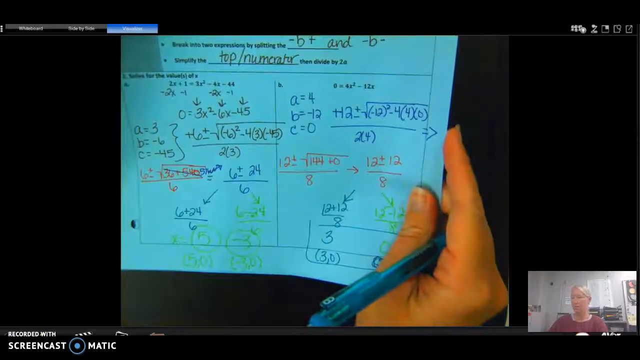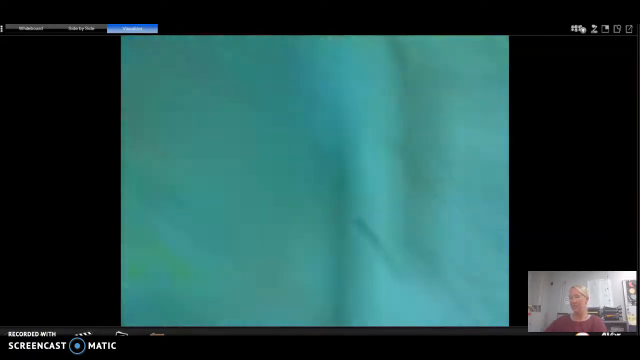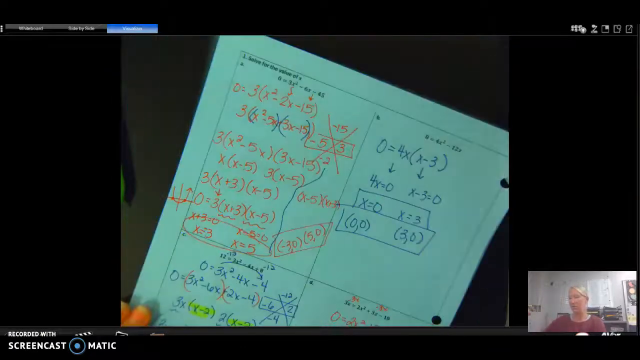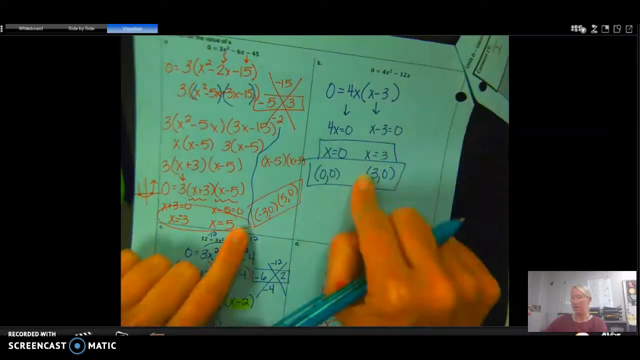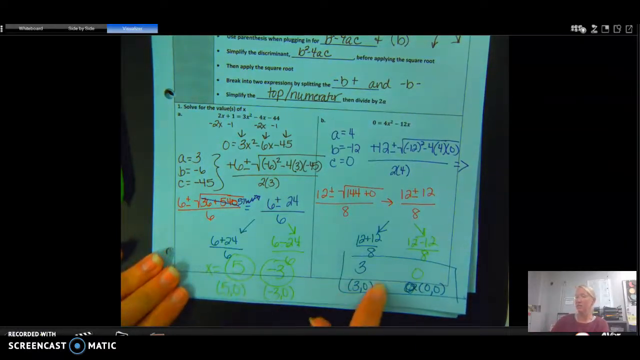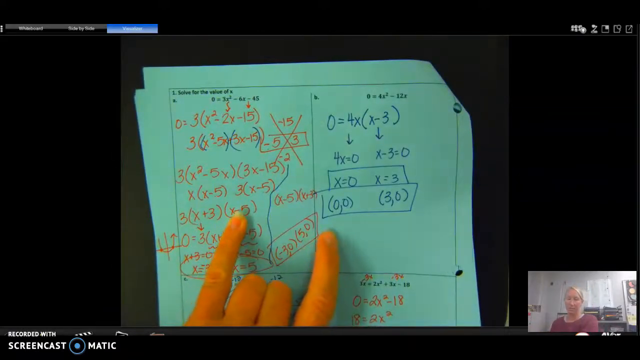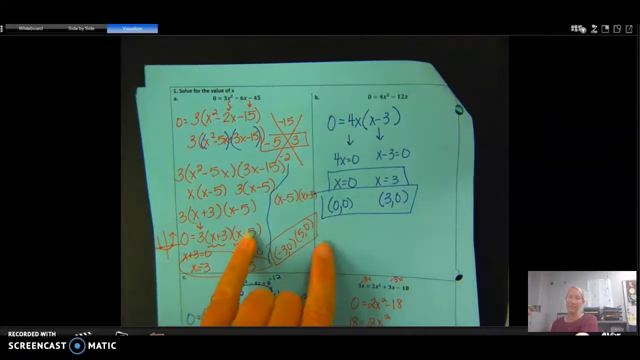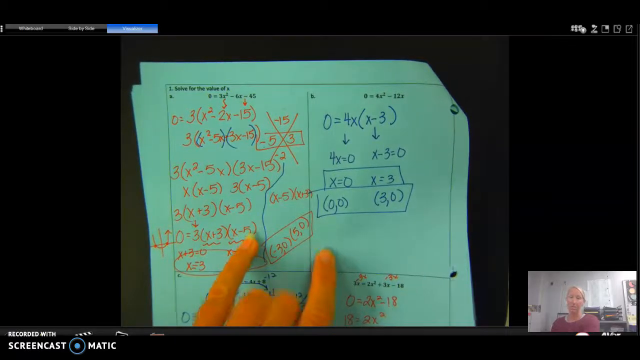Okay. What I want you guys to notice is those two problems were actually these two problems that we did by factoring. And we got the same answer there and here. What I want you to notice is that the quadratic formula sometimes takes a little bit longer. Since they gave us whole number answers, what that means is that I could have actually used the factoring method on them because they gave us whole number answers.